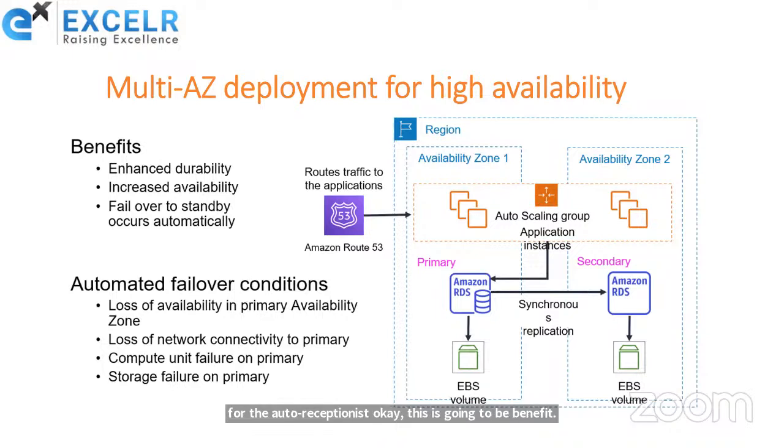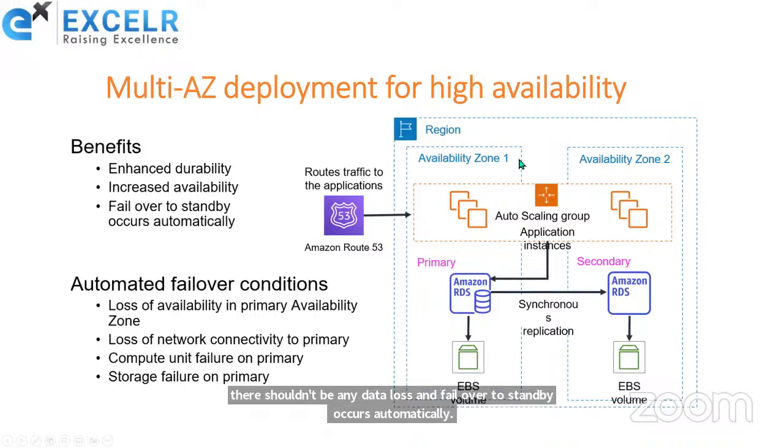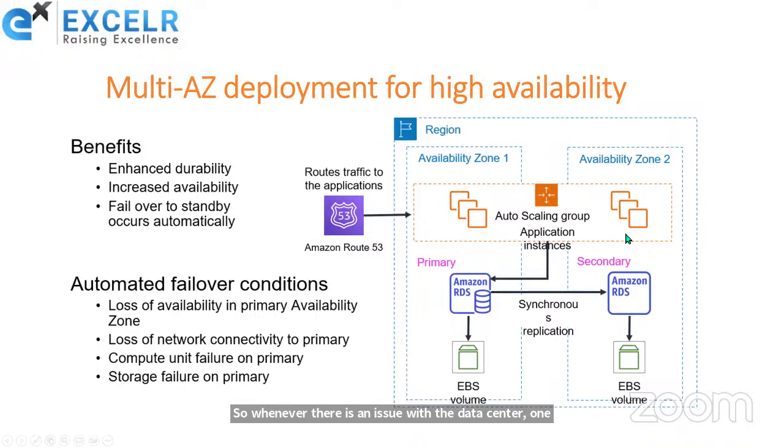So it ensures enhanced durability and increased availability, so that there shouldn't be any data loss, and failover to the standby occurs automatically. Whenever there is an issue with data center 1, the data is immediately backed up to availability zone 2. That's how Amazon takes precautions when storing the data. This is an availability option for you.